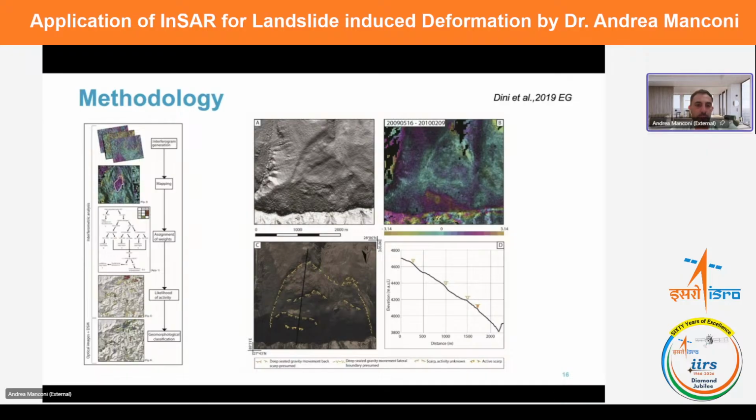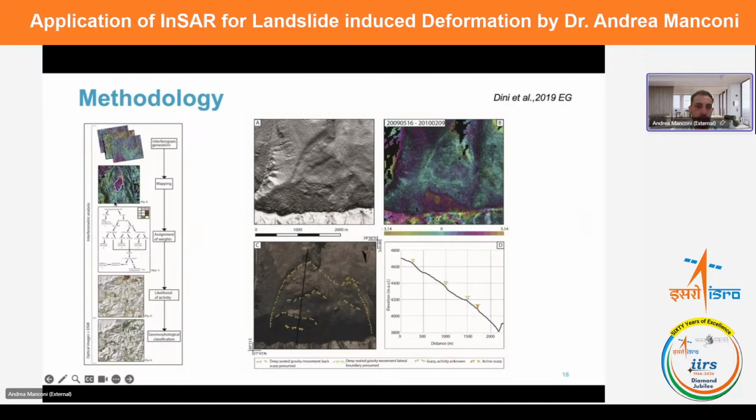By processing with standard interferometry, we could detect patterns of deformation, as you can see here in this slide, and then associate this to a digital elevation model, in this case, an accurate digital elevation model that can be used to trace specific predisposing factors. And here you see also some cross sections trying to analyze the state of activity of the slopes.